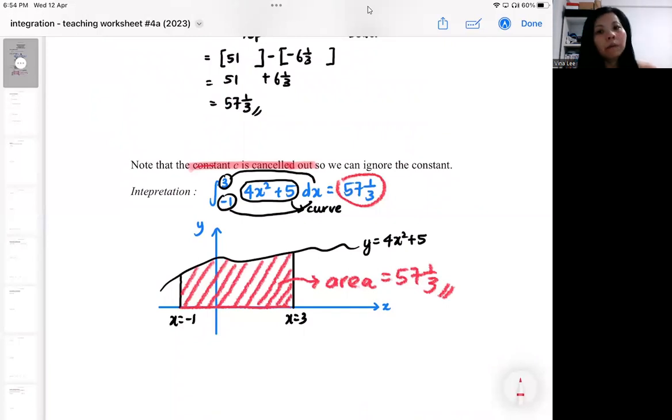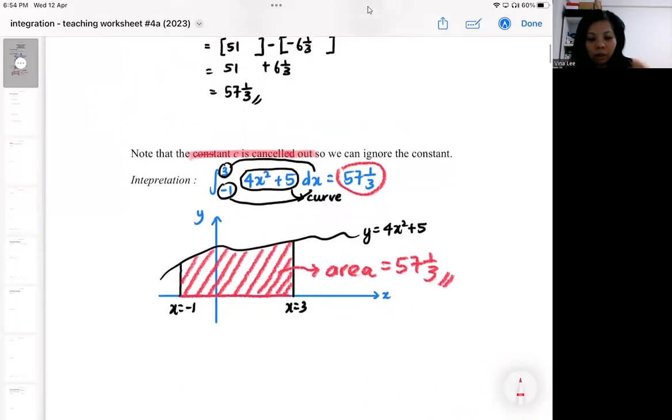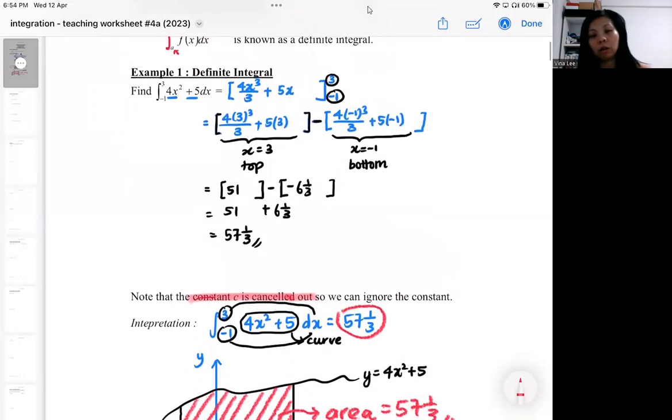So generally, when we find a definite integral, the value you are getting is actually the area that's under the curve. Under the curve, but it is connected to the x-axis. The area is connected to the x-axis. Okay, so this is how we interpret a definite integral.